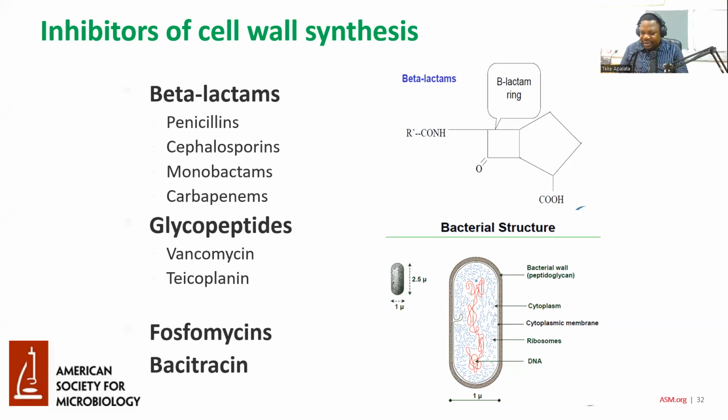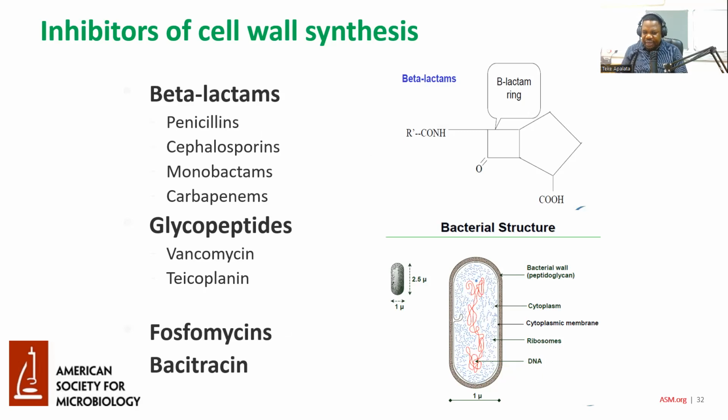The beta-lactams are composed of penicillins, which were the first antibiotics to be discovered. We have cephalosporins, monobactams, and carbapenems. Among the glycopeptides, we will mainly look at vancomycin and teicoplanin, and we will say a few words about fosfomycin and bacitracin.